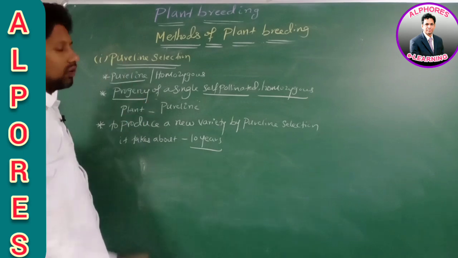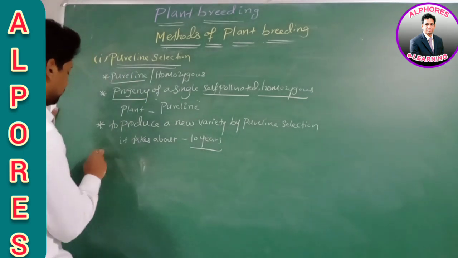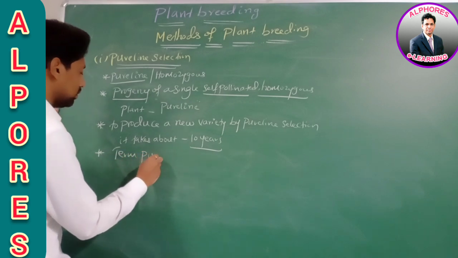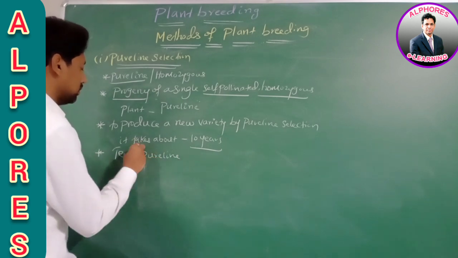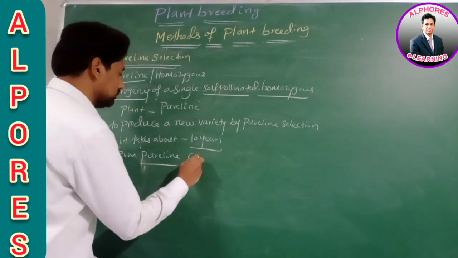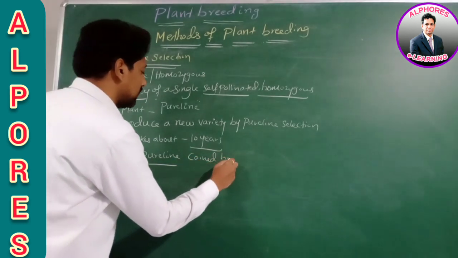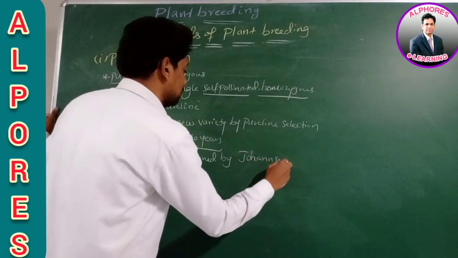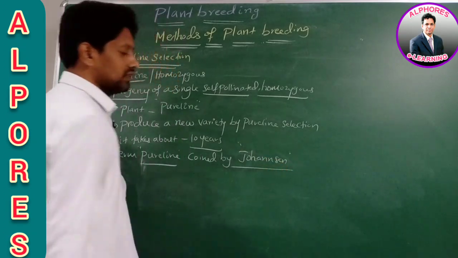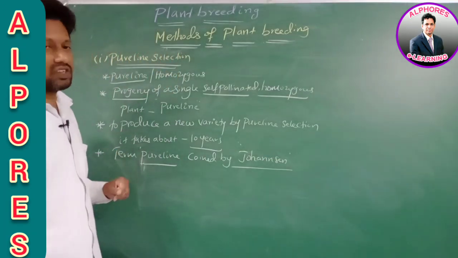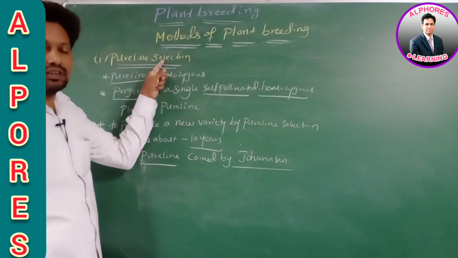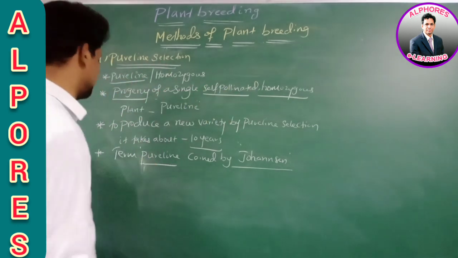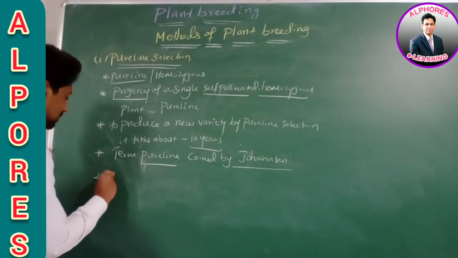Sir, pure line. The word pure line is coined by Johansson. The term pure line is coined by whom, sir? Coined by a scientist by name Johansson. Is it okay? Right. Now listen to this statement. Sir, pure line selection is used for which pollinated plants? Self-pollinated plants.